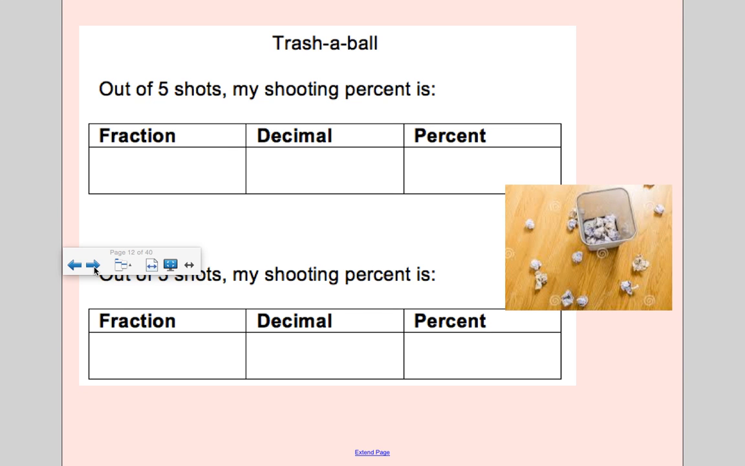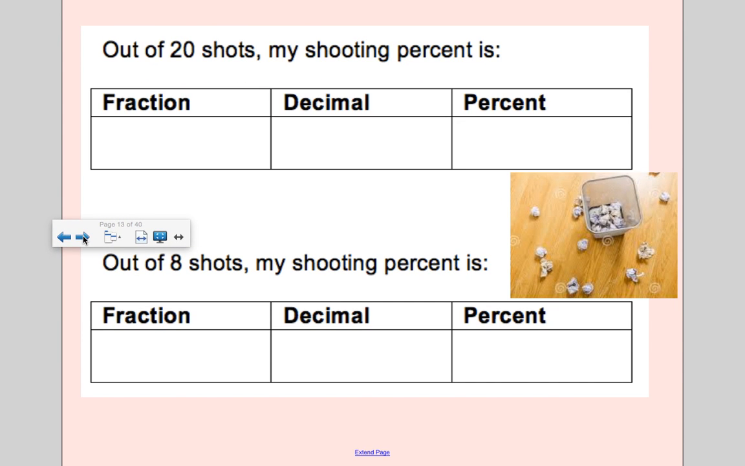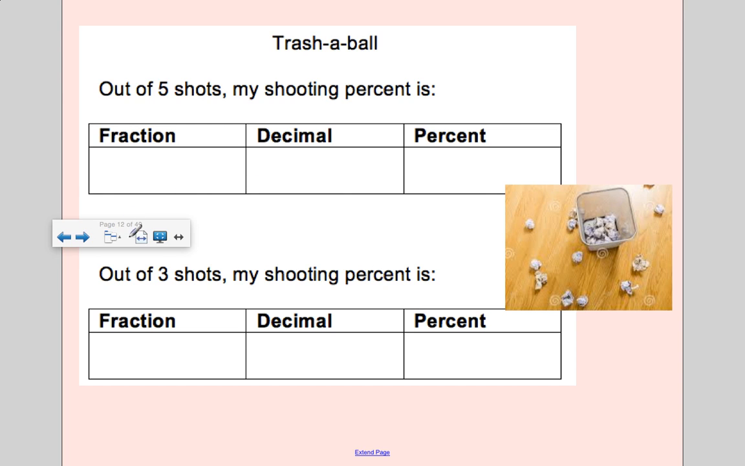So our last activity is you're going to be playing trash ball. You're going to shoot 5 shots, 3 shots, 20 shots, and 8 shots. And you're going to find your fraction, decimal, and percent. And this is our lesson over fraction, decimal, percent.